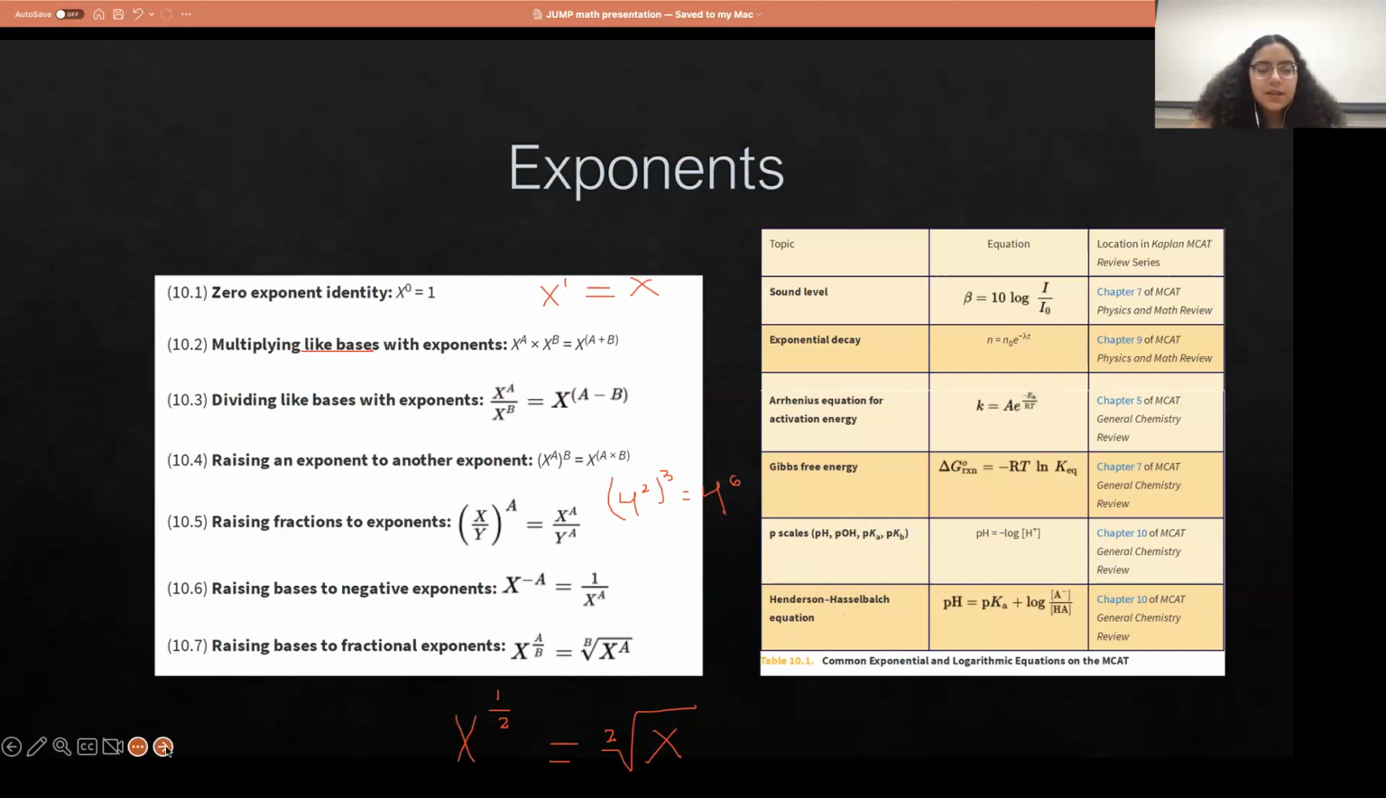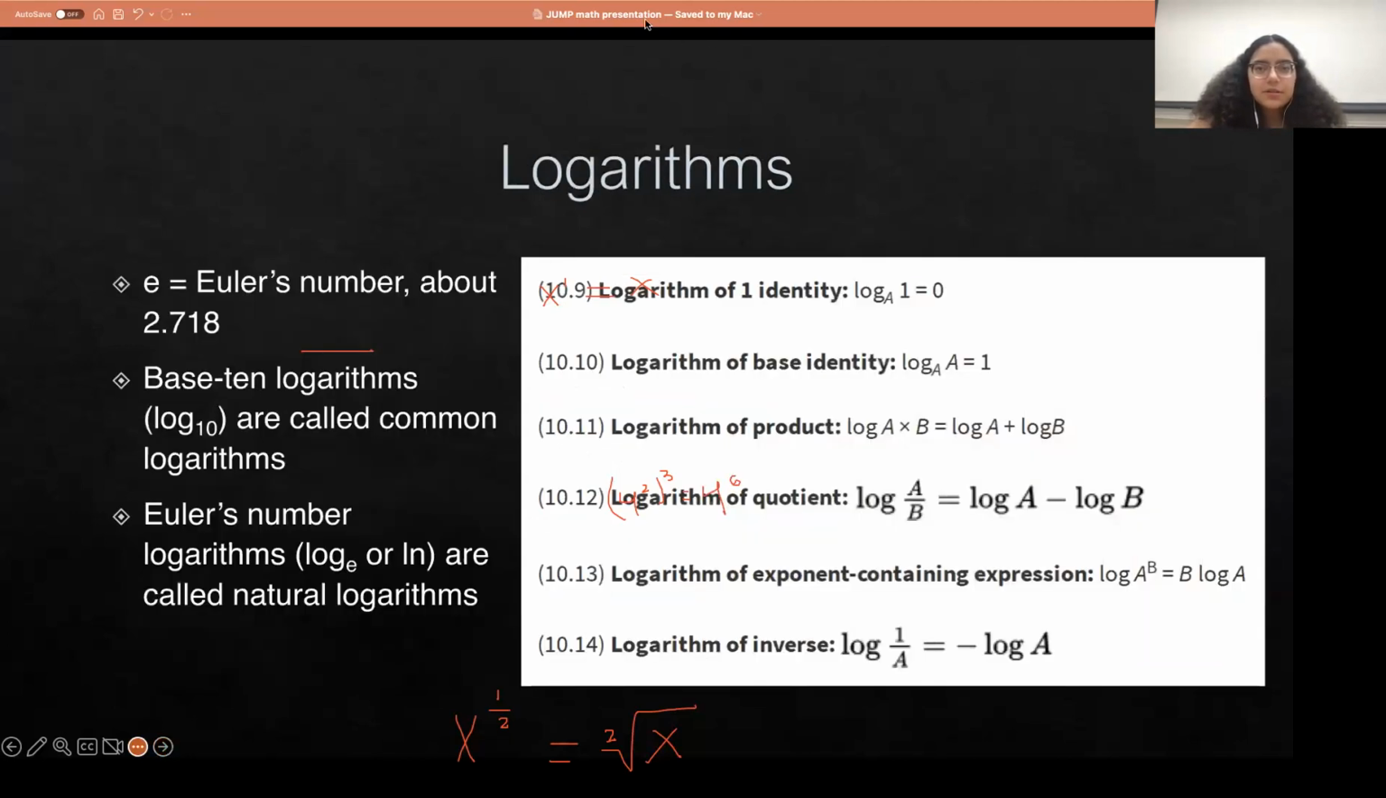And then on the flip side, logarithms. Logarithms are like the reverse operation of exponents. So a lot of these rules you'll notice are the reverse of the exponent rules. For exponents, if you're multiplying like bases, you end up adding the exponents. With logarithms it's the opposite: if you're multiplying, you can add the individual logarithms, and that's because one thing undoes the other.